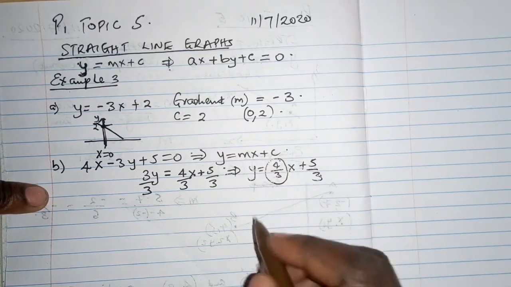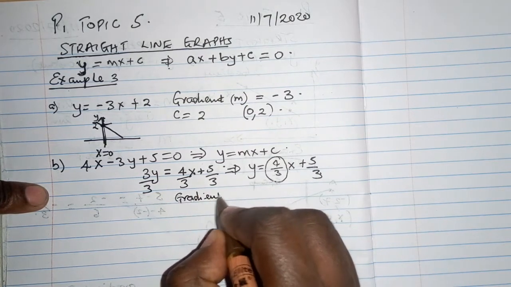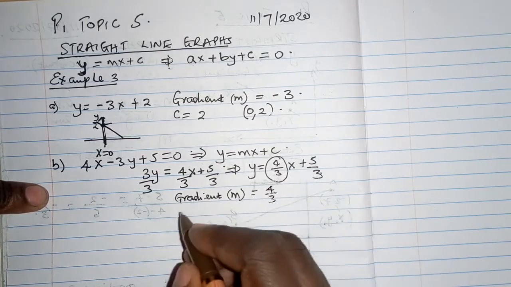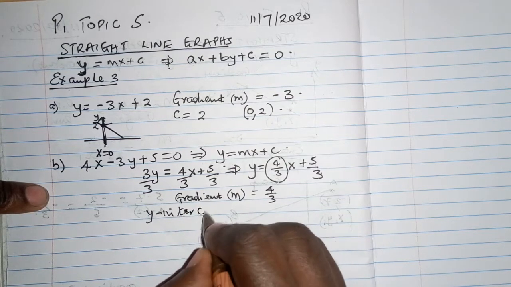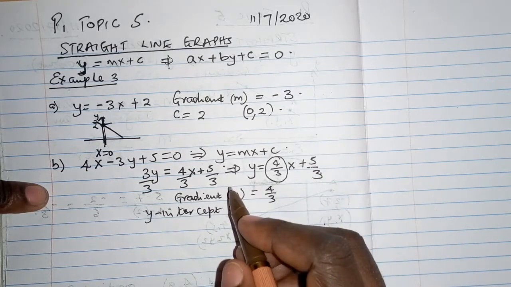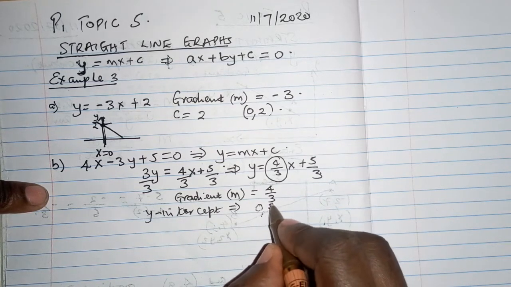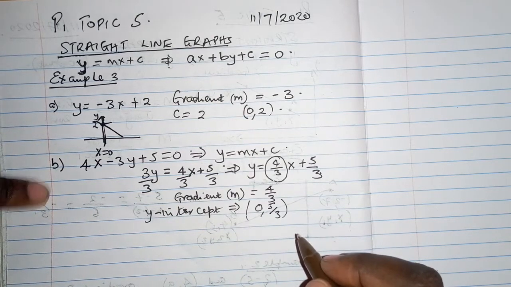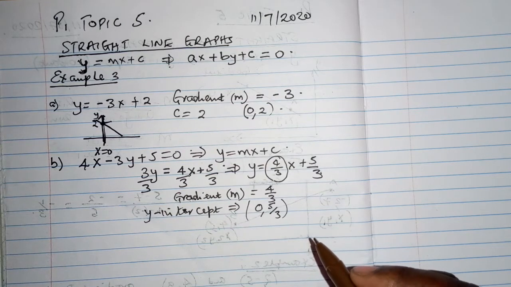Clearly, this is our value of m. So our gradient, which is now the value of m, is 4 over 3. And the y-intercept, since anything to do with the y-axis has x equal to 0, is at the point (0, 5 over 3). Those are the coordinates of the y-intercept, and that is example 3.